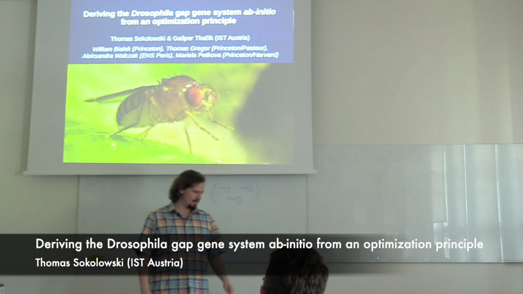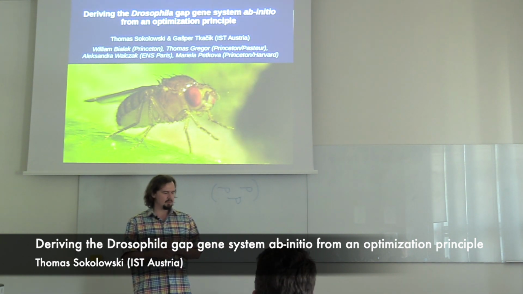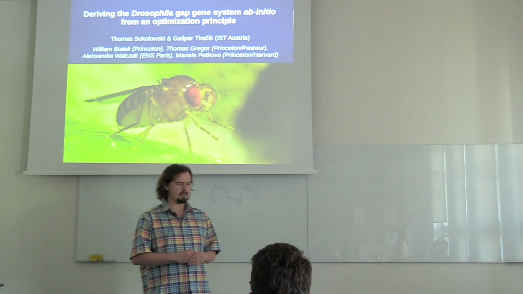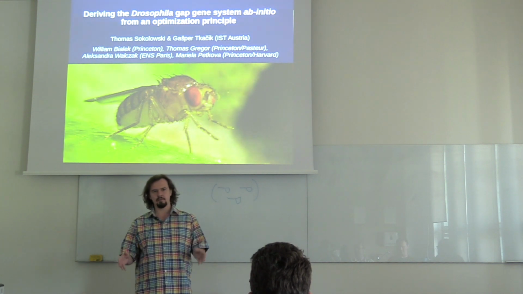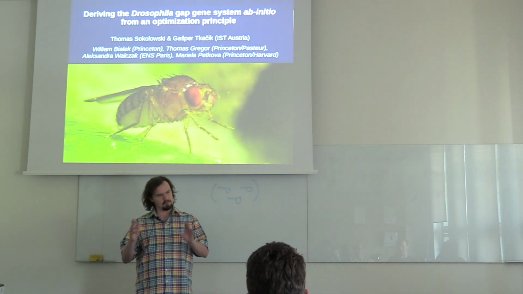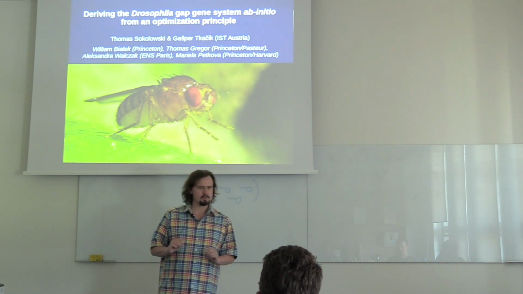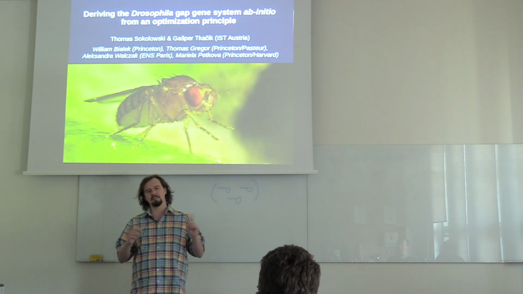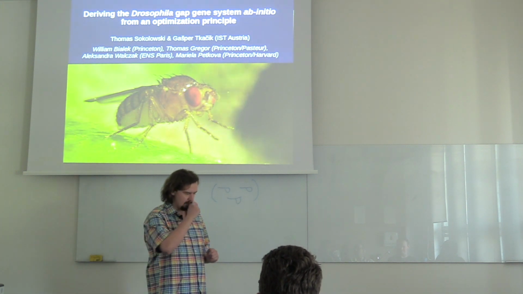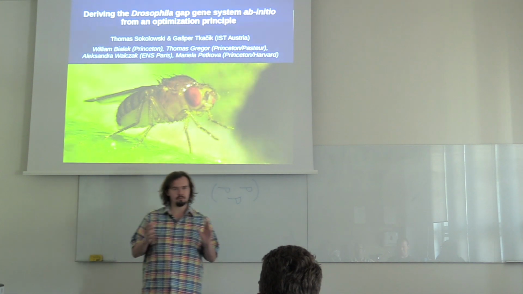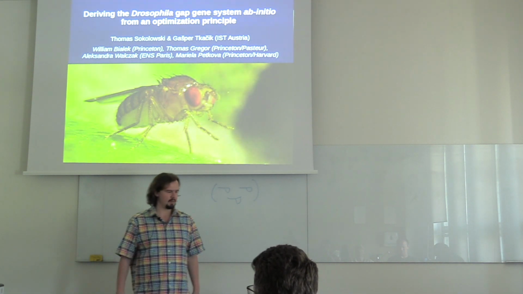And as you can read from the title, it's an attempt of me and my supervisor at IST Austria to derive a very well-known, and prominent, well-known I should put in brackets, a very prominent and important genealogy system that is active in the early development of the fruit fly embryo from first principles, from physical principles, by an optimization rationale that I will explain in the following.